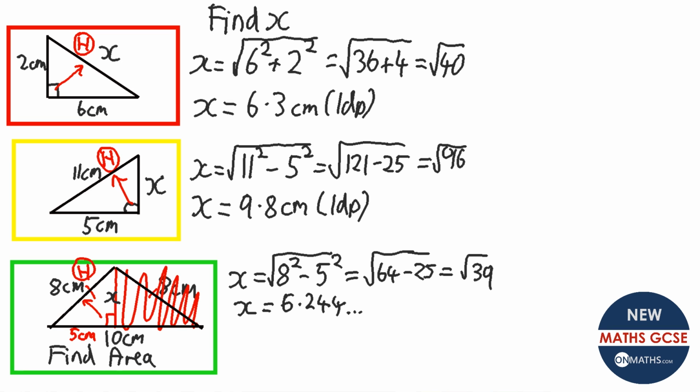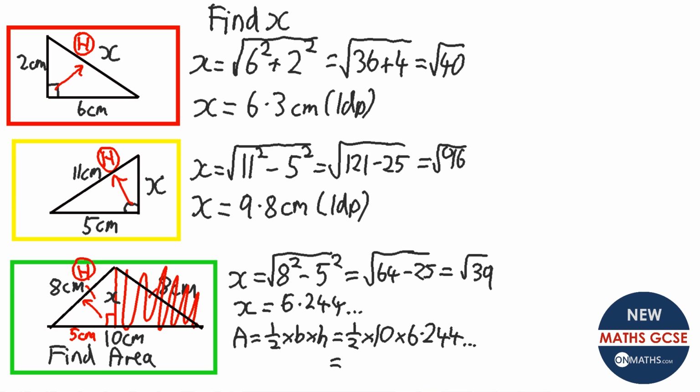Okay, the reason I want to keep that in my calculator is it asks me to find the area. And area equals half times the base times the height, with the base and height hitting each other at right angles. So x is my height and 10 is my base. So it's going to be half times the base, which is 10, times that 6.244, blah blah.